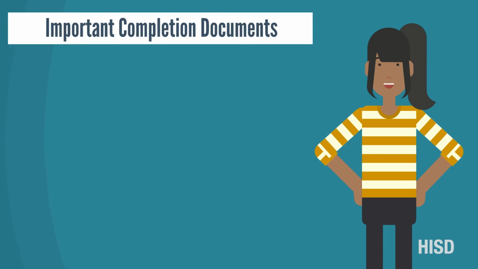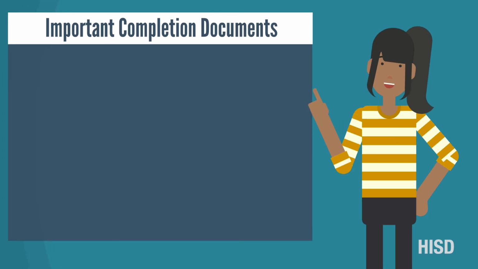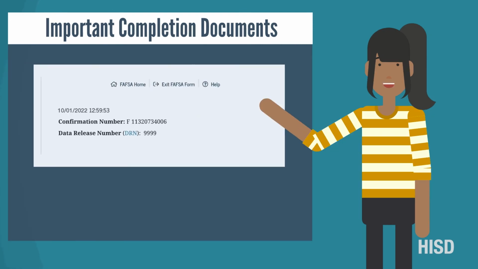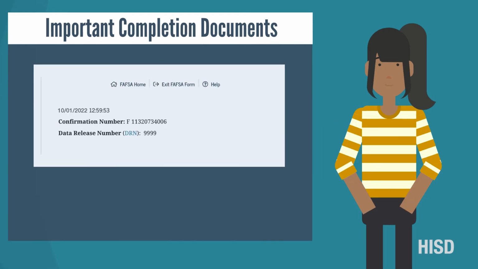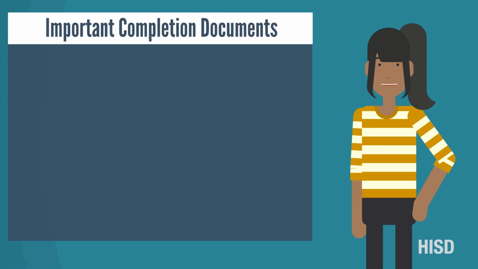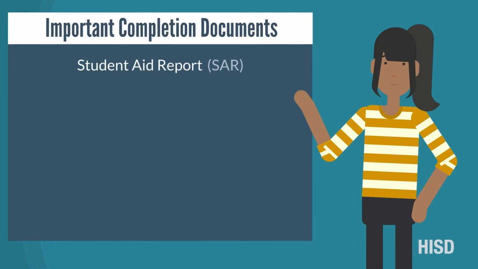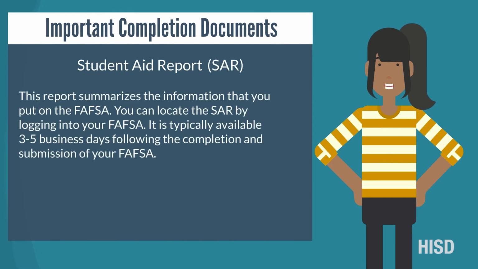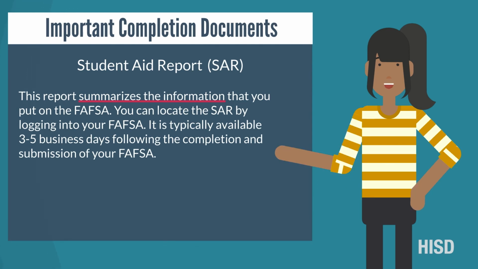Now that you have completed the FAFSA, there are two important documents that you need to be familiar with. The first is the confirmation page with your confirmation number. This shows as proof that your application was submitted successfully. The second is the Student Aid Report, also known as SAR. This report summarizes the information that you put on the FAFSA. You can locate the SAR by logging into your FAFSA. It is typically available 3 to 5 business days following the completion and submission of your FAFSA.